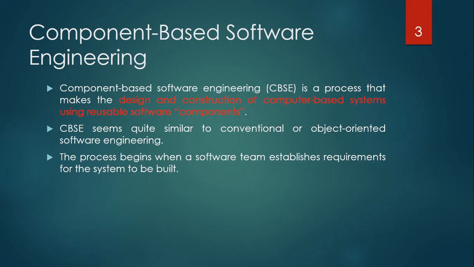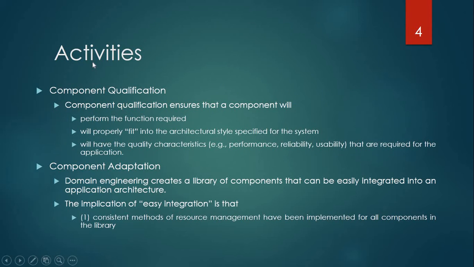CBSE seems quite similar to conventional or object oriented software engineering. The process begins when a software team establishes requirements for the system to build. From the requirements, we can know which modules are going to be created and which we have already stored in our repositories. In it, some activities will be there. First one is component qualification. Component qualification ensures that a component will perform the function required. That is mandatory because some module we have already developed may not properly perform the function required, then that is not needed. It will properly fit into the architecture style specified for the system, and it will have the quality characteristics, for example performance, reliability and usability, that are required for the application.